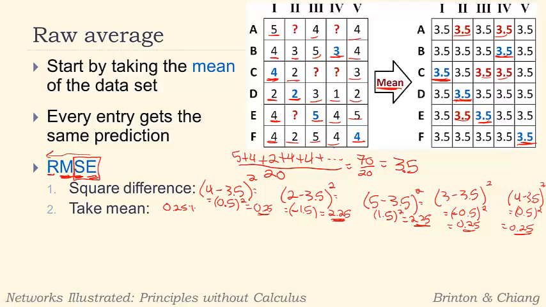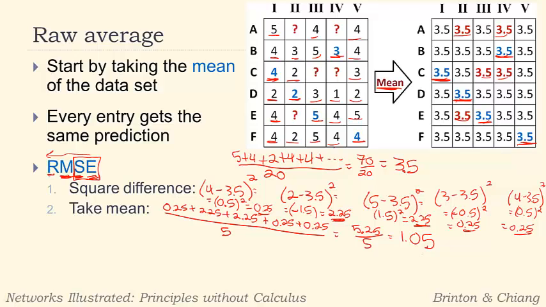So we do 0.25 plus 2.25 plus 2.25 plus 0.25 plus 0.25, and we divide that by 5 to get the mean. And so when we do this out, we get 5.25 over 5, which is 1.05 as the mean.